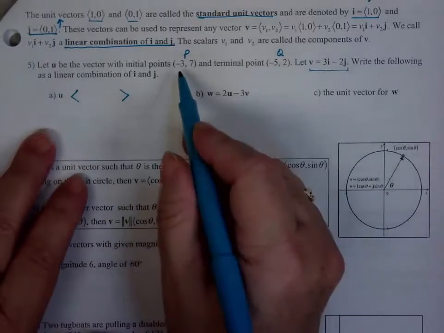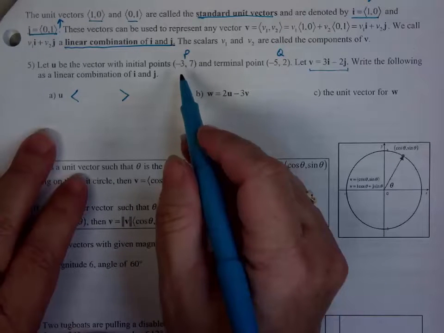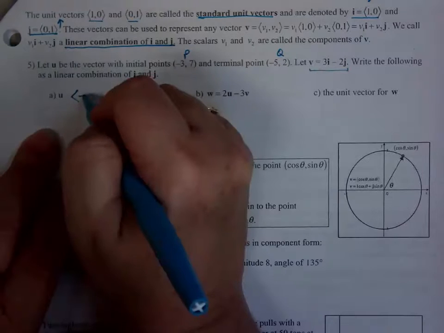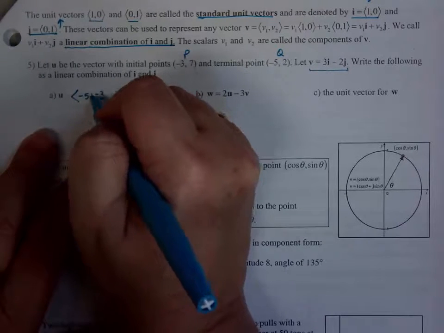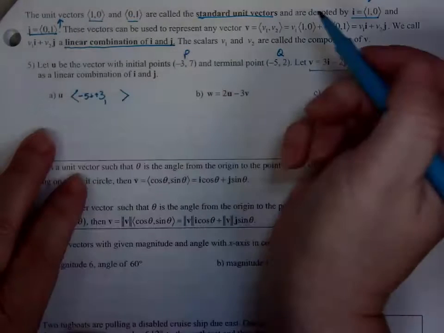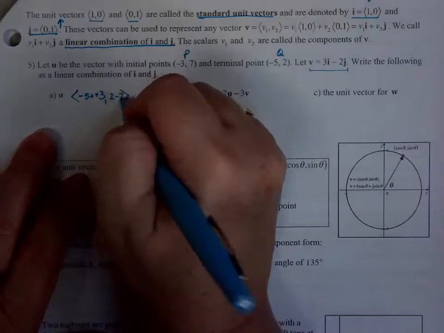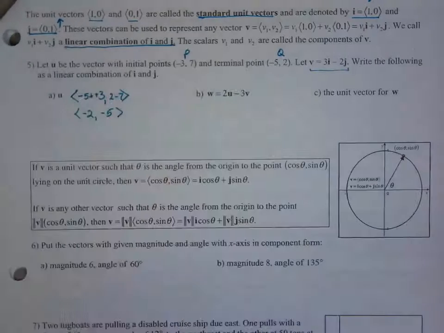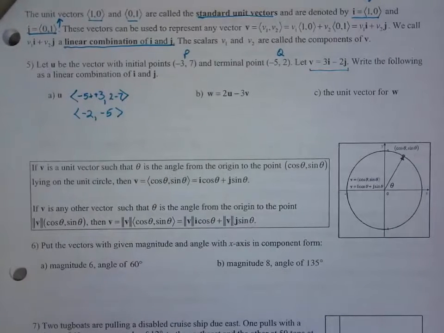Negative 5 minus negative 3, which is what? Negative 5 minus negative 3 plus negative 2, and then 2 minus 7. So it's going to be negative 2 and negative 5. That's the component form. Okay, now I want you to write it with i's and j's.